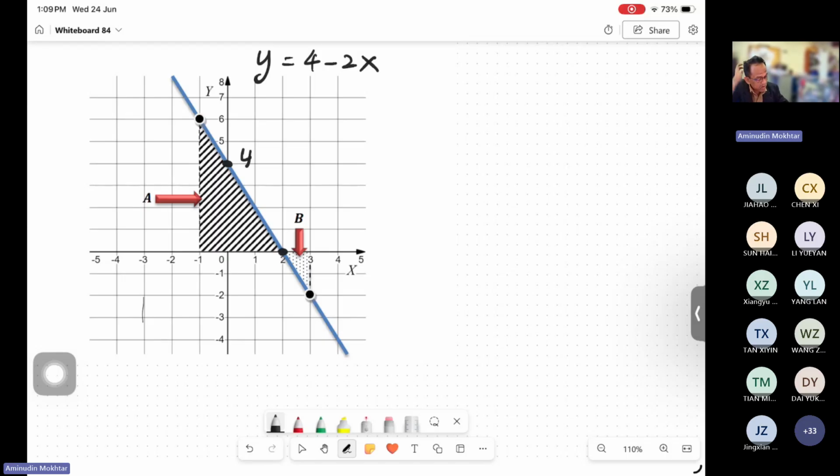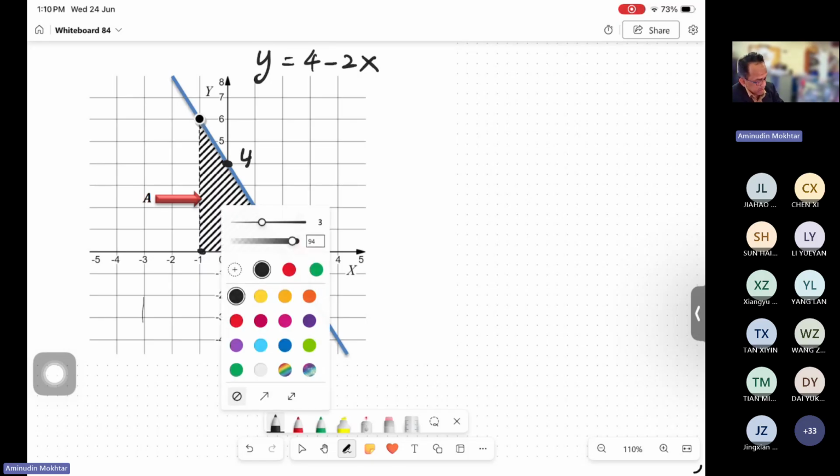Okay, when we move from x equal -1 until x equal 3, basically there are two areas, area A and area B. Area A is above the x-axis. Area B is below the x-axis. So be careful here because we have these two different areas. The first area is A. The area of A is above the x-axis. The area of B is below the x-axis.